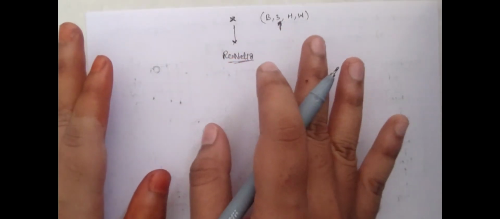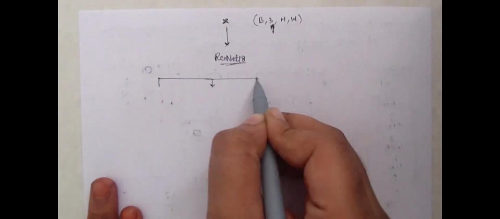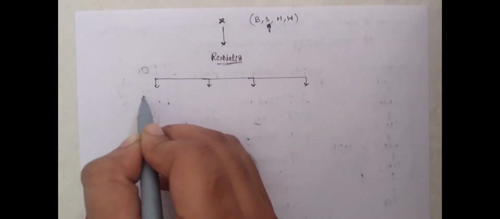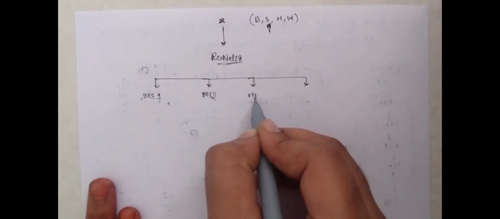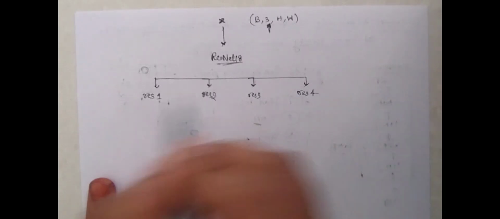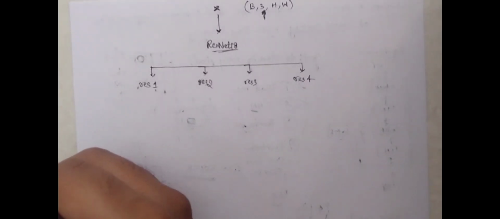I'm talking in the context of the code, the model which I have trained. Yes, let's move. In the code, after applying this, we get the 4 outputs: res 1, res 2, res 3, res 4.